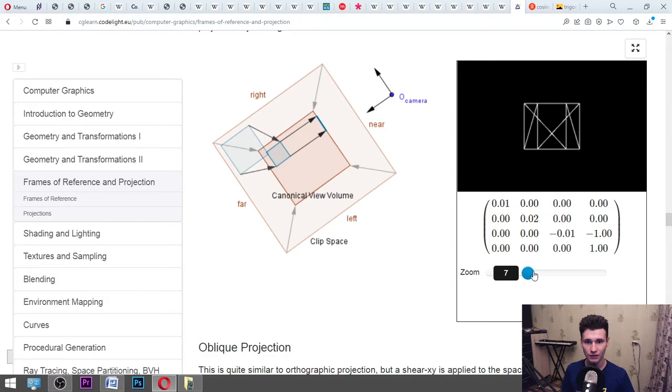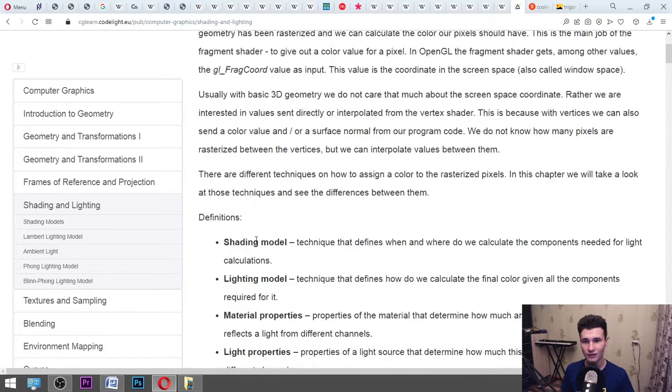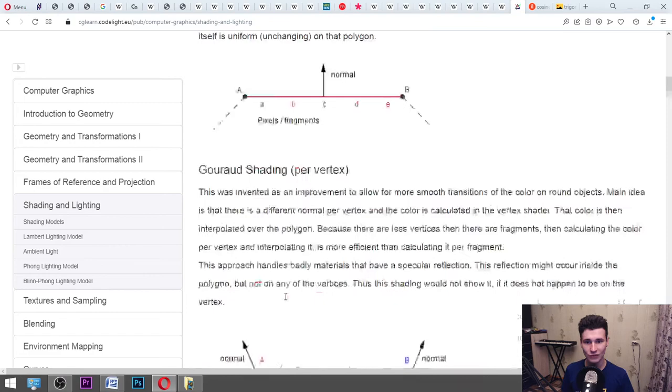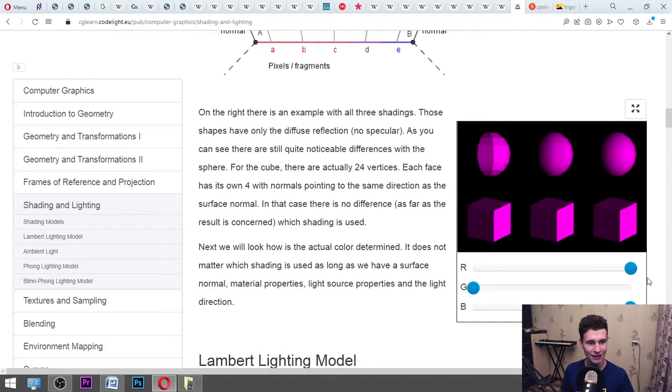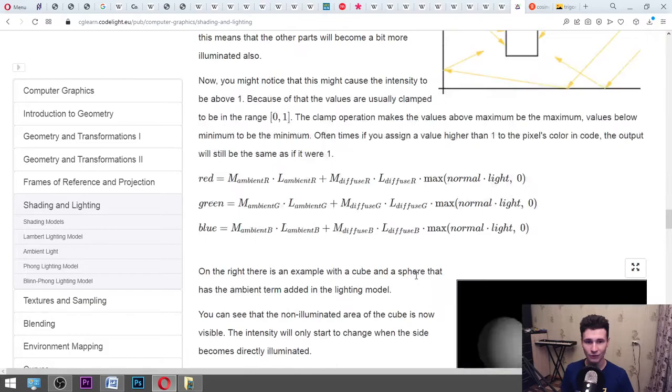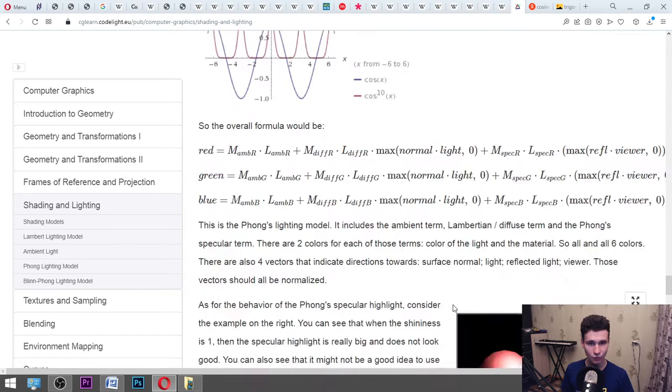And shading and lighting, look at this. Shading model, lighting model, material properties, light properties, point light source, directional light source. We have the RGB schema. We can make them red, fully red, or maybe this white, or maybe this kind of violet, or kind of red and blue, violet blue. And also Lambert lighting model. Okay, we have different types of lighting. Also viewer direction, reflected light, viewer. And Blinn-Phong lighting model we have.